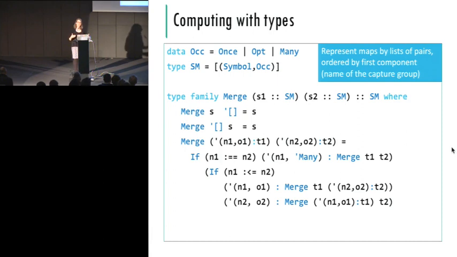And the syntax might look a little weird because I'm writing it as a type level function, but otherwise it looks a lot like a Haskell function that I might write at the term level.